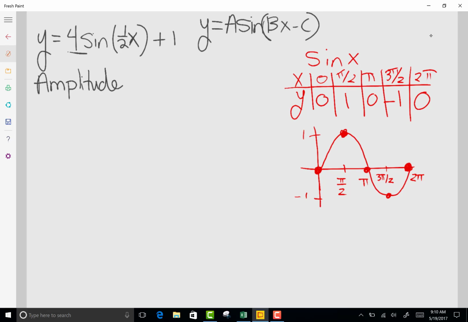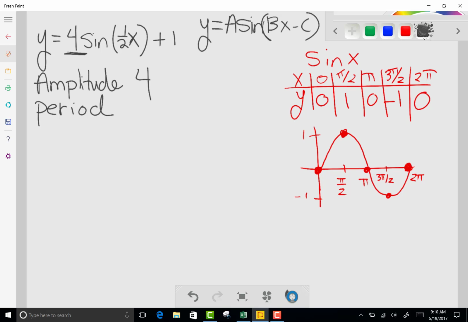Our amplitude is our value of A, which is 4, which means from the midline out, I'm going to go up 4 and down 4 in either direction to get our max and our min. Next thing we need to do is find our period. Our period is the period of the mother function divided by our value of B. That gives us the period of our new translated function.